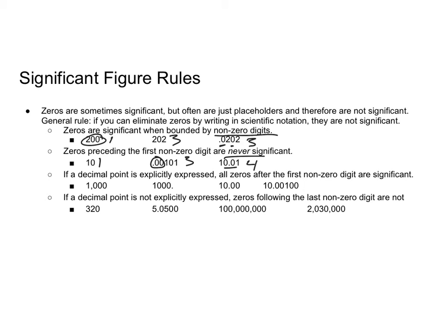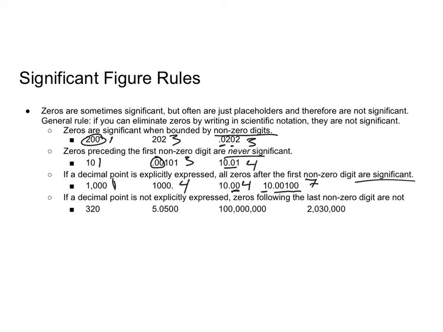If a decimal point is explicitly expressed, all zeros are significant. And again, this is a little ambiguous, but technically, this first 1,000, that's only 1 sig fig. This second 1,000, that's 4 sig figs. This 10.00, that is 4 sig figs. All of these zeros after the decimal point are significant. And then finally, we have a non-zero, and all of these are significant. So that will be 7 sig figs.